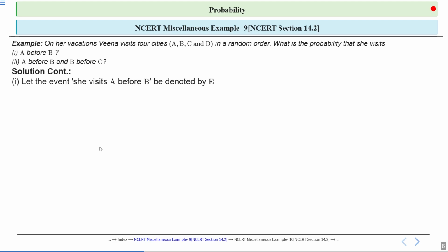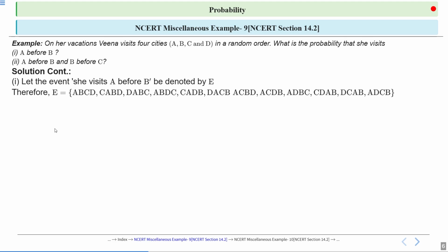Now let the event that Veena visits city A before city B be denoted by E. So what will be the event E? The event E will contain ABCD, CABD, DABC, ABDC, CADB, DACB, ACBD, ACDB, ADBC, CDAB, DCAB, or ADCB.